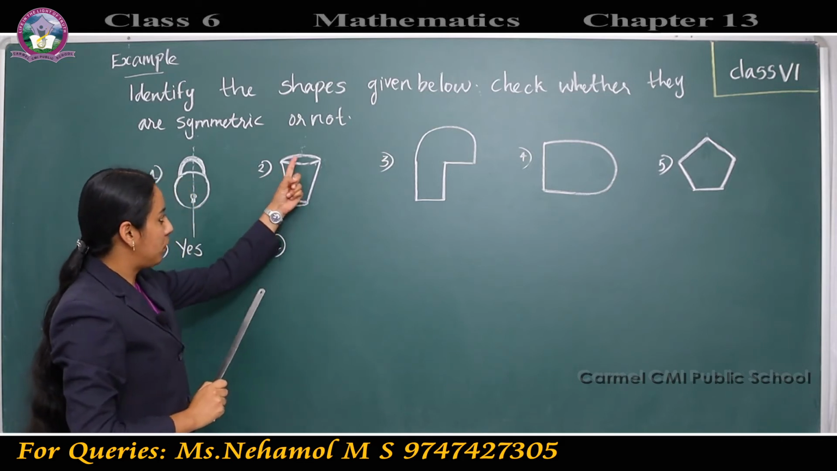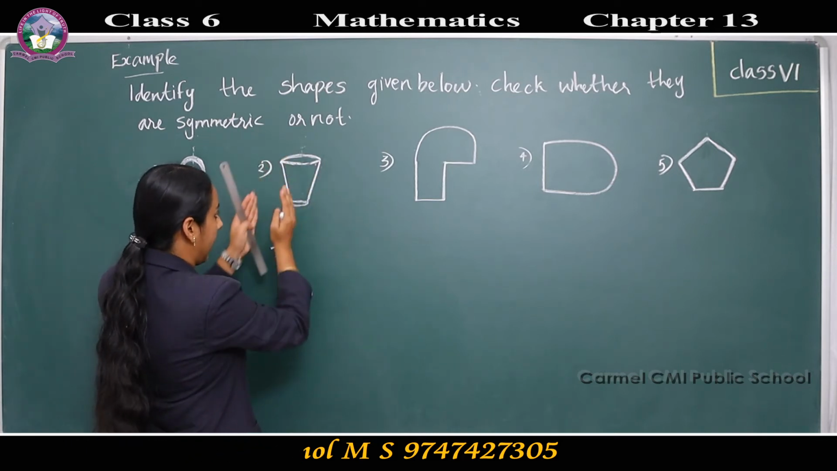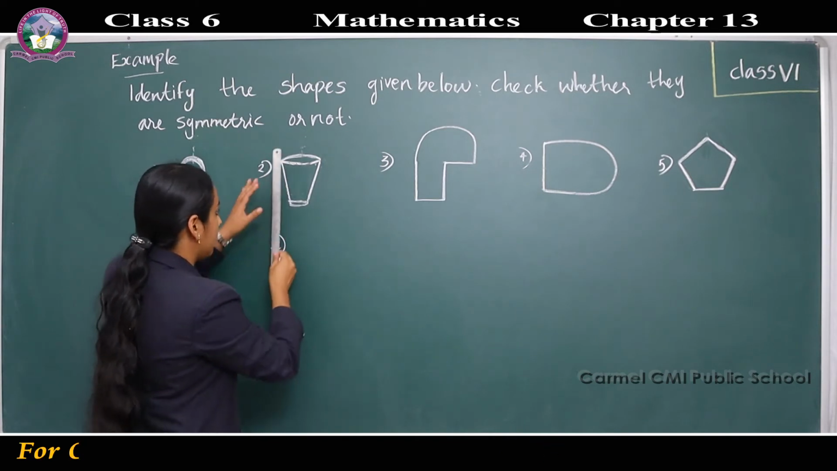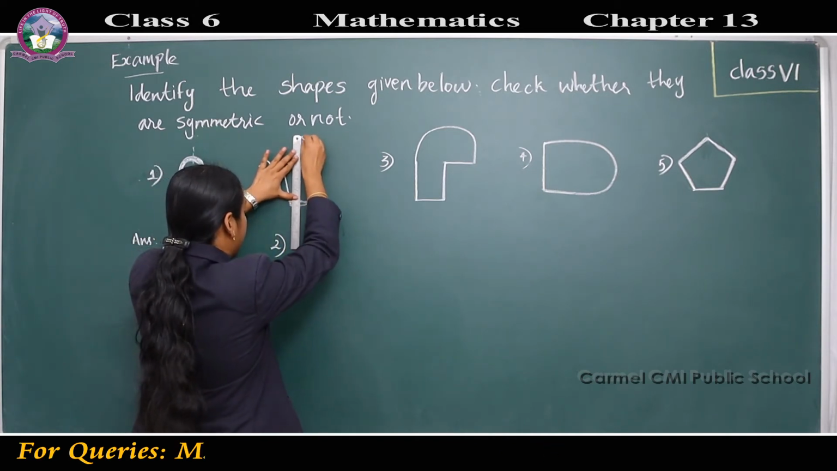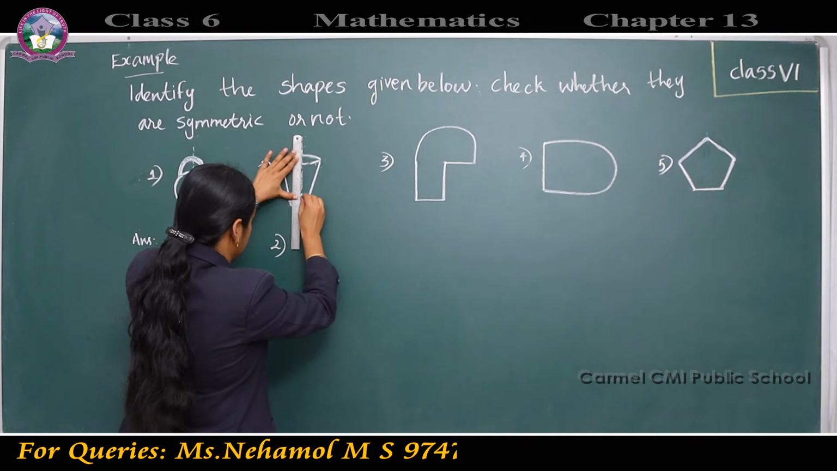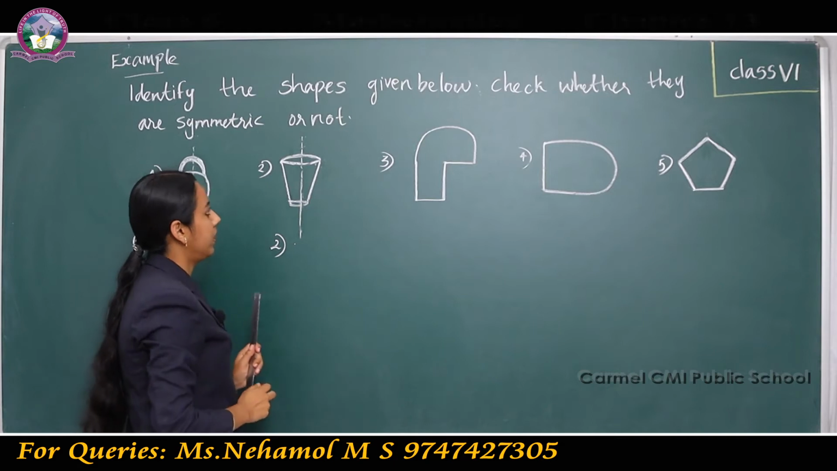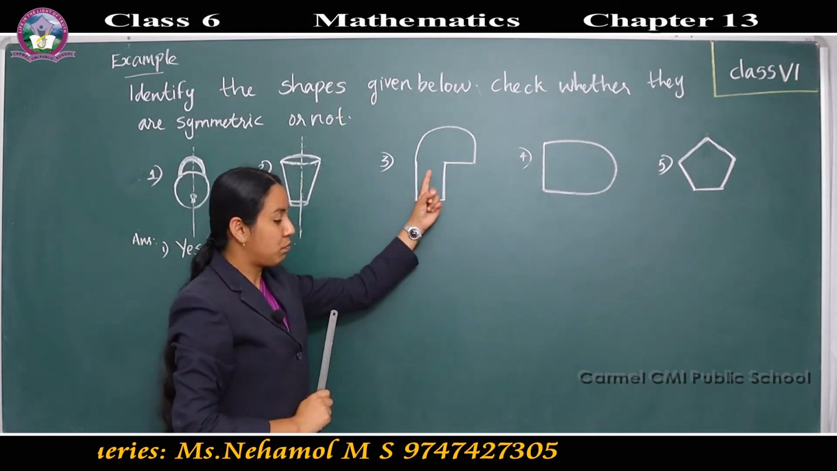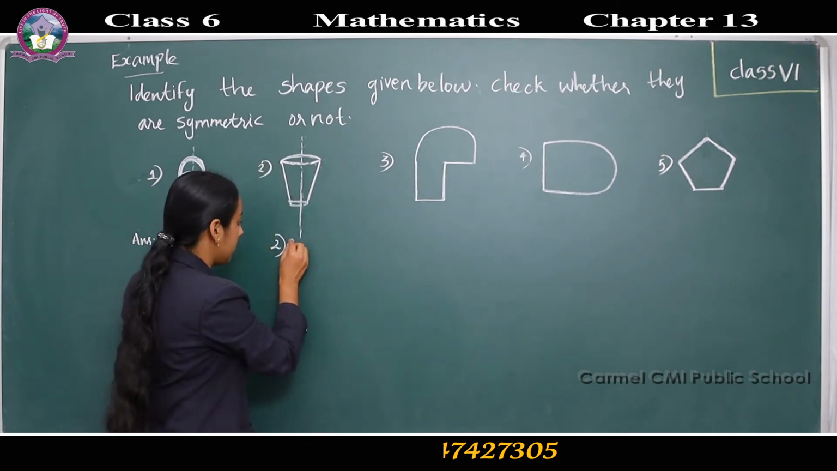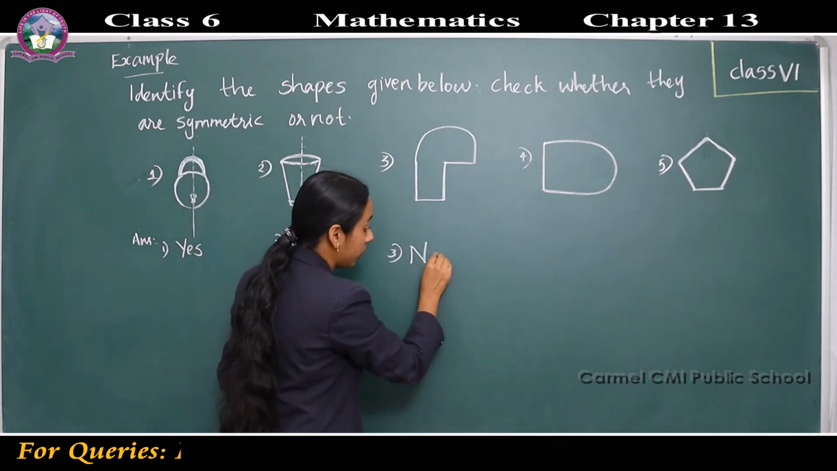Is it possible to divide this picture into two equal halves? Yes. Also, if we fold this figure like this, then one part will exactly fit over the other part. So, it is also symmetric. We can draw the line of symmetry vertically. Then, what about the third one? Is it possible to divide this picture into two equal halves? No. So, the second one is symmetric, and the third one is not symmetric.